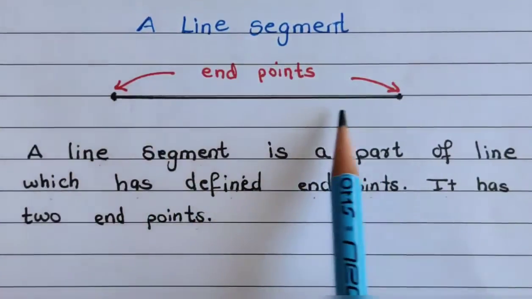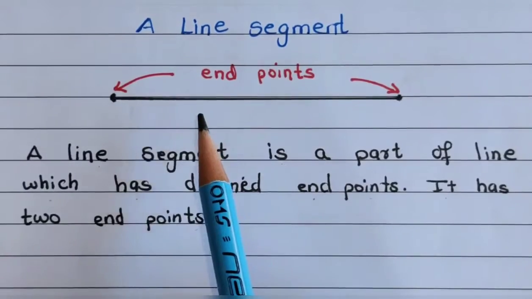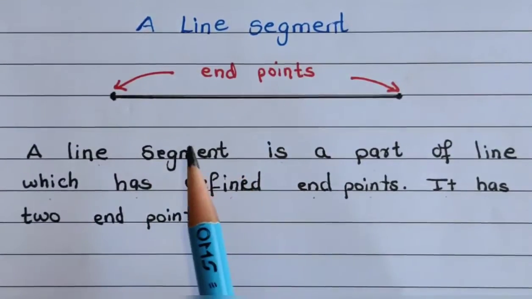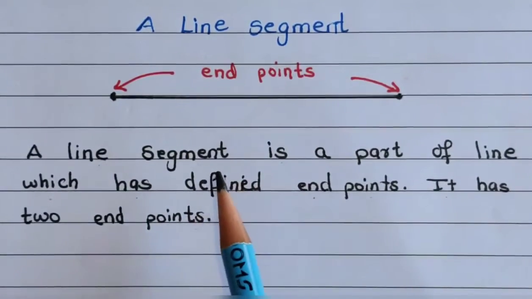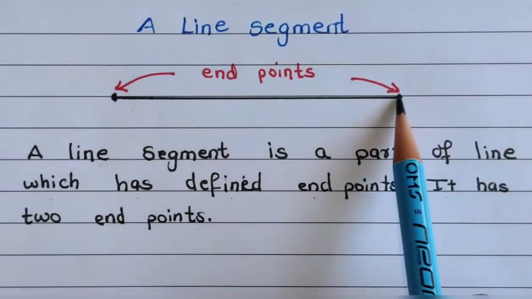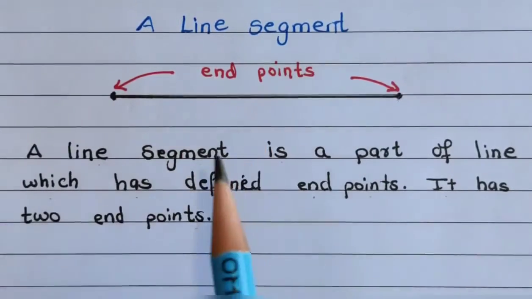It has a complete length. That means whatever desired, suppose 2 centimeter, 5 centimeter, 5 meters, it could be anything. Okay, but it has a definite length. Okay, and definitely it has a beginning point and an ending point. That is, two endpoints are surely there.